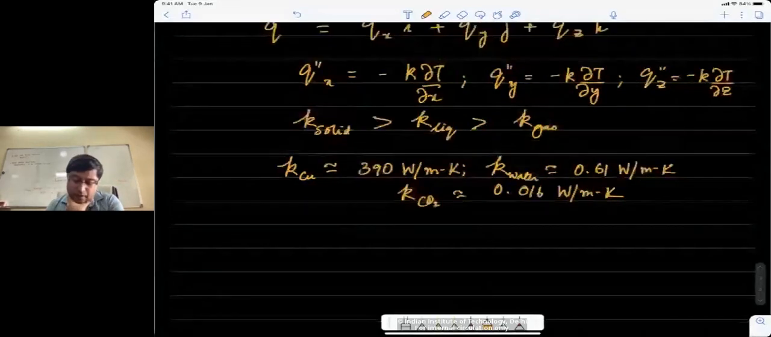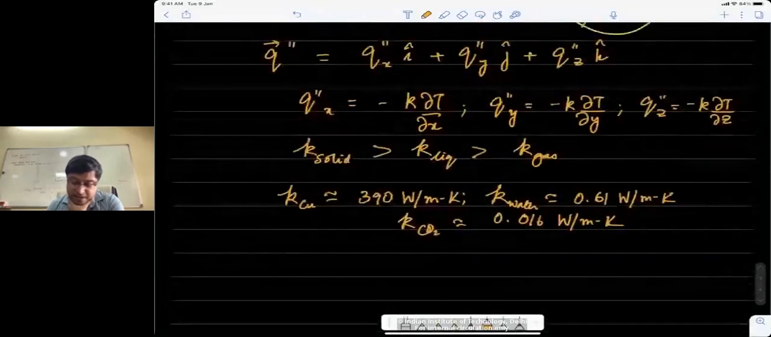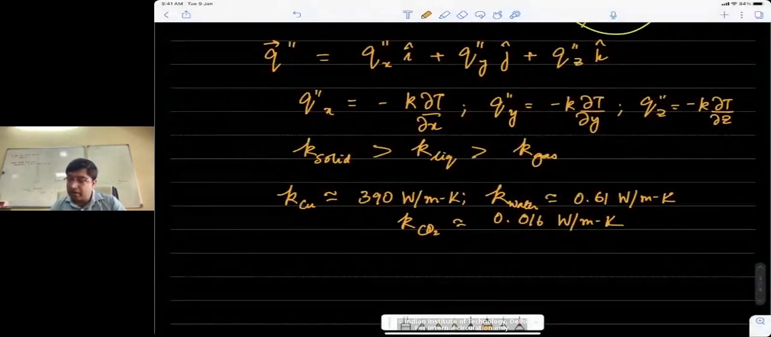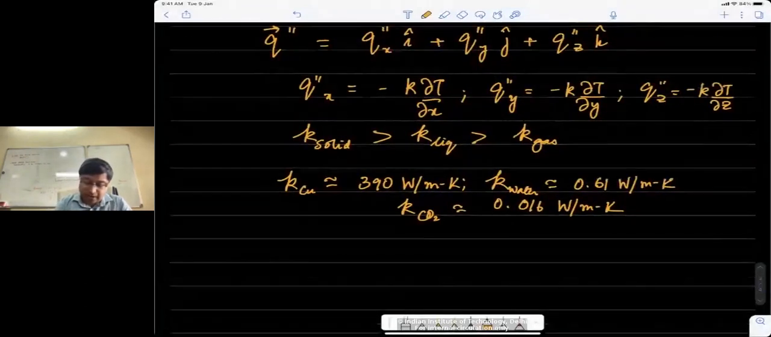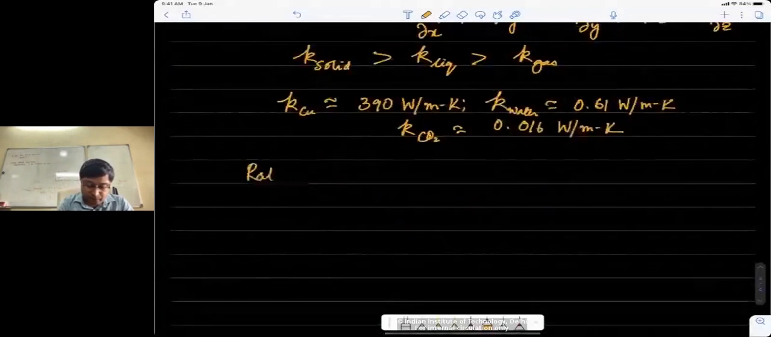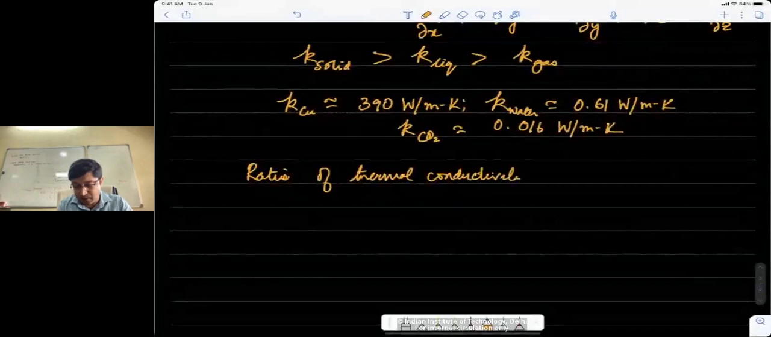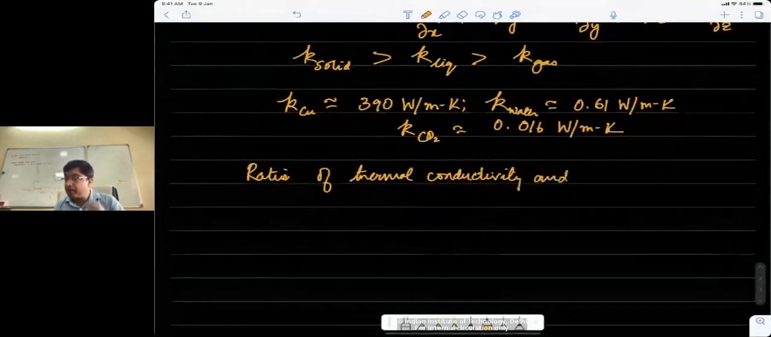So thermal conductivity will be one important parameter for all conduction analysis. The second important thermophysical parameter that we will very commonly encounter is the ratio of the thermal conductivity and the volumetric heat capacity.